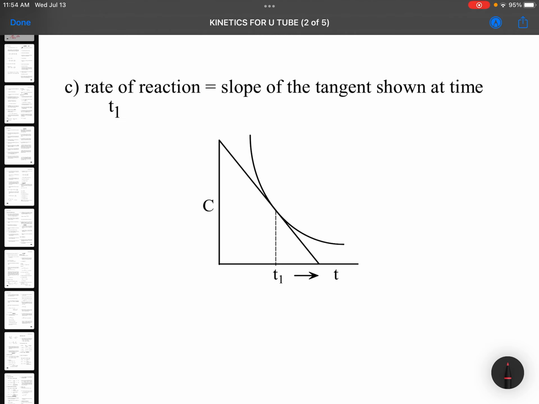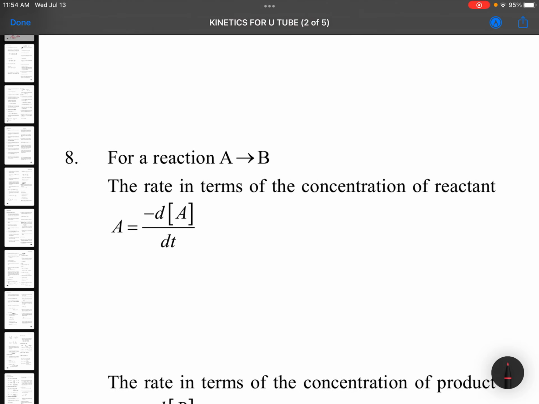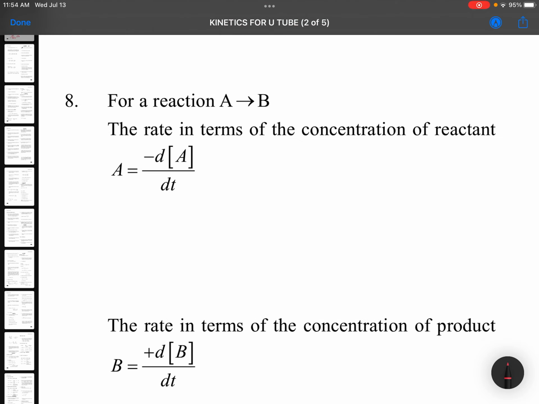So here this is the graph. As I told you, it will be decreasing like this, and at any time you can take the slope of the tangent shown at that time. The mathematical term is not much important for us. For example, A gives rise to B; the rate in terms of the concentration of A is shown as a small change.